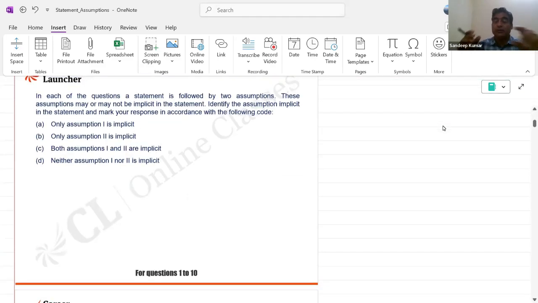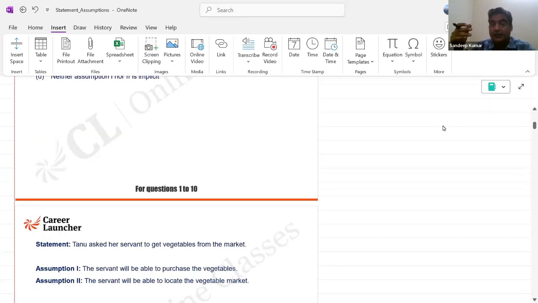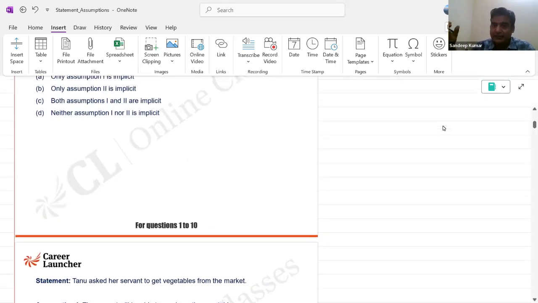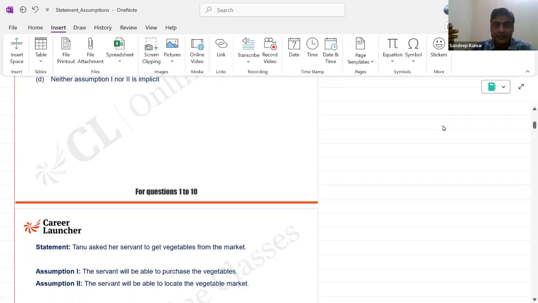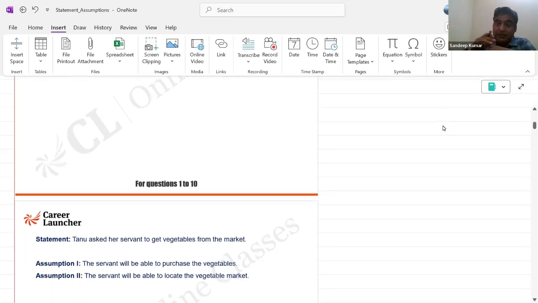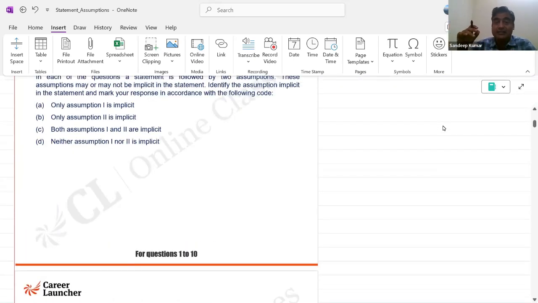Okay, so if you look at the directions, every question is followed by a statement. And normally here what we see is there are two assumptions. Now, the questions ask: only assumption one is implicit, only assumption two is implicit. Implicit means it is understood.